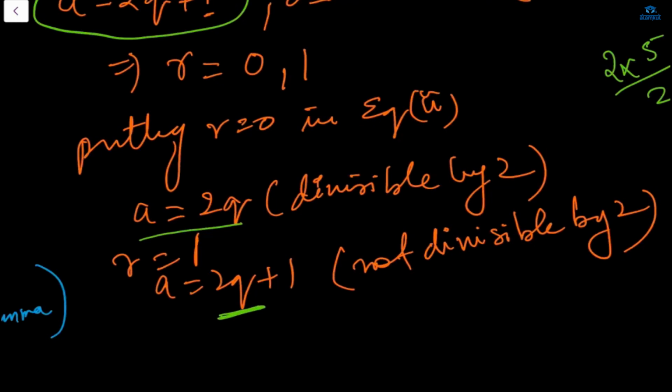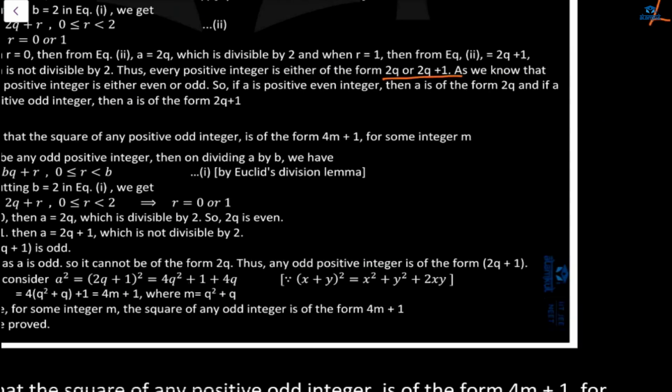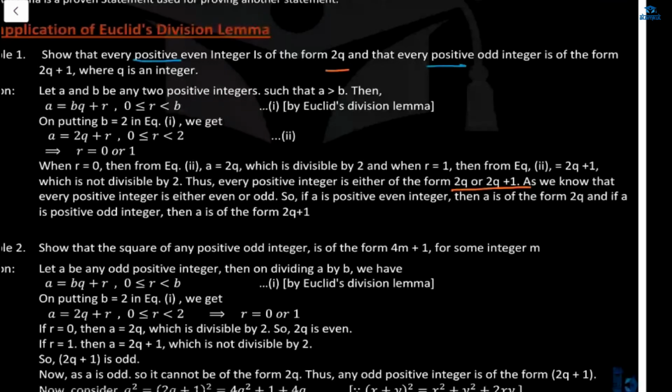So you can see that all the even positive integers are of the form 2q, and all the positive odd integers are of the form 2q plus 1.